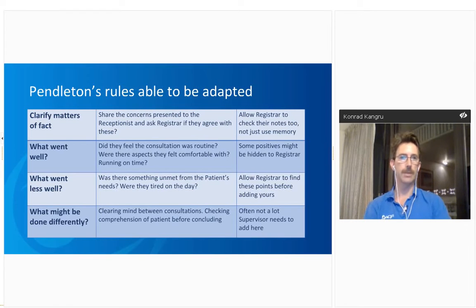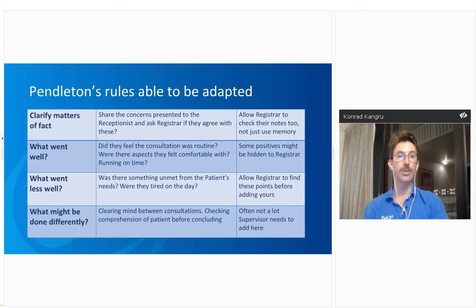Sometimes the positives, particularly if it's a glaringly negative setting, you might sometimes really have to hunt a little bit harder to find those positives for that particular encounter. Of course, then we are needing to address also, all right, well, what were the things that went less well? And as I said earlier, it's important with Pendleton's rules, give the registrar the opportunity to address these themselves first.